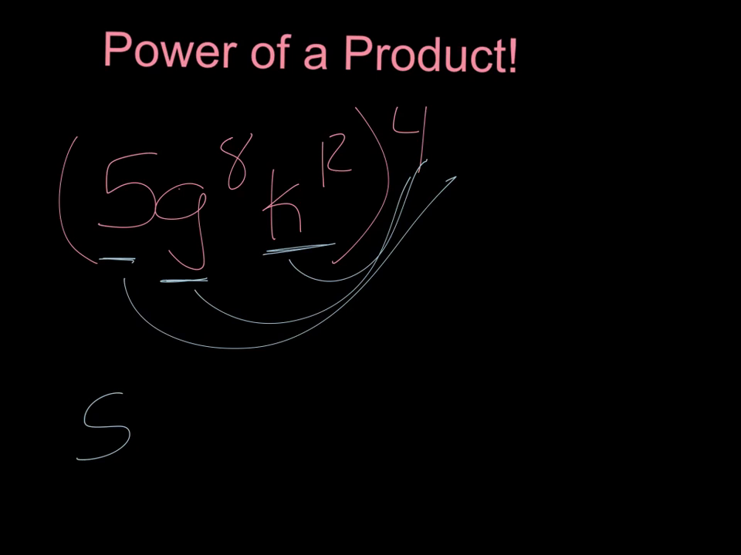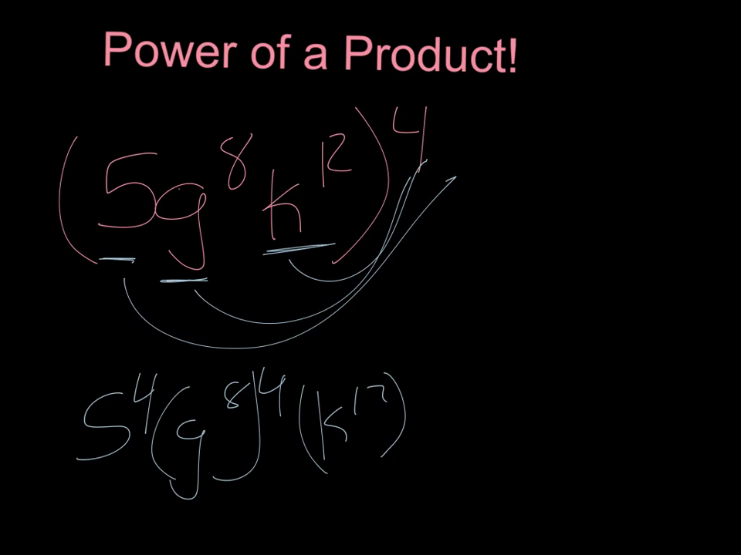So now that really equals 5 to the fourth, g to the 8th to the fourth, and k to the 12th to the fourth. So we go back to some of our old rules, and 5 to the fourth we can just write as 5 to the fourth. G to the 8th to the fourth, remember we said that's g to the 8th, which is 8 g's, and then we have 4 groups of those, so if we have 4 groups of 8, that's g to the 32nd power, and then we have k to the 12th to the fourth, so that's 12 k's with 4 groups of them, that's 12 times 4 to get 48.